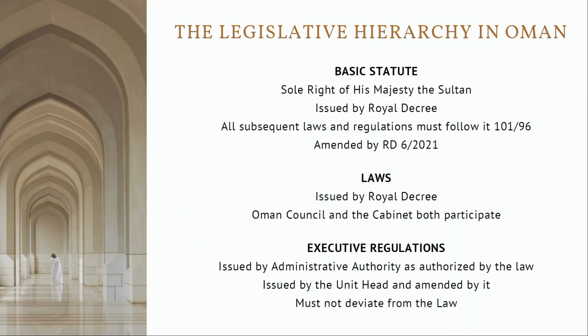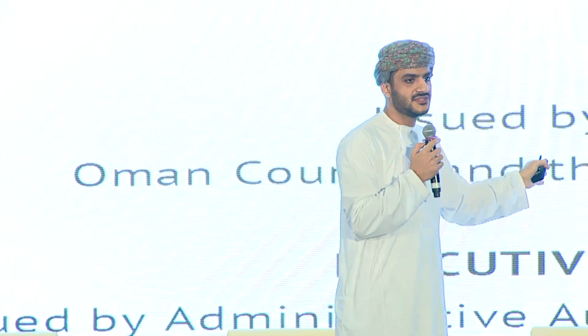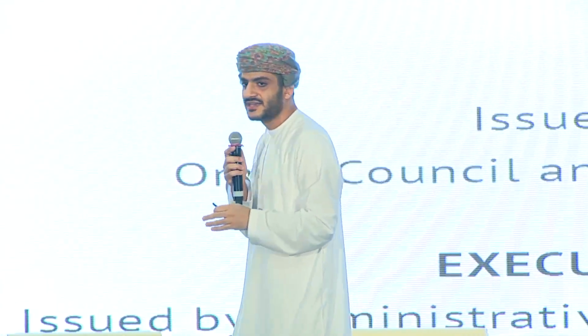The legal hierarchy of laws in Oman, first of all, we have the basic statute. The basic statute is like a map that sets the way for all other laws. All of these laws need to be in conformity with the basic statute. The basic statute was issued by Royal Decree 6 of 2021. The process of issuing the basic statute is through a royal decree, which needs to be issued by His Majesty. That's the process on how the basic statute is created. This was issued in 2021, as we previously stated.